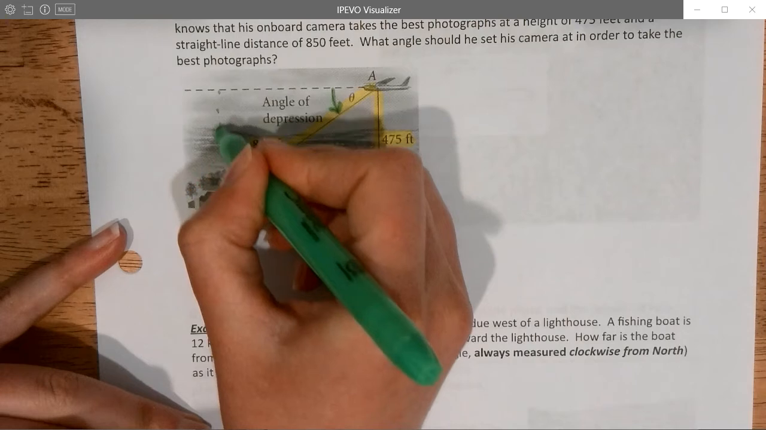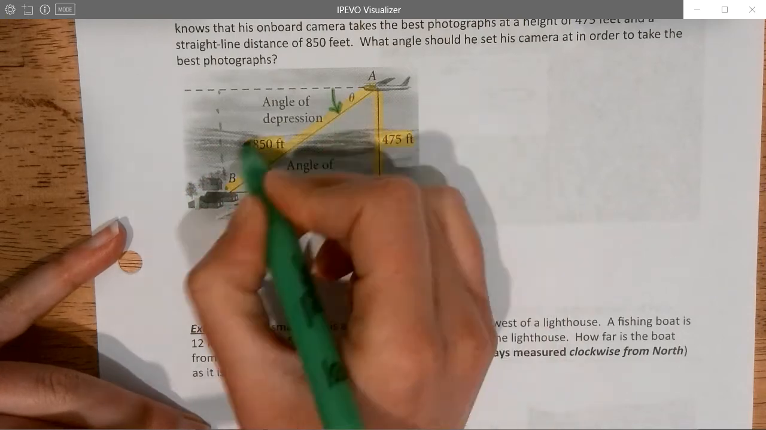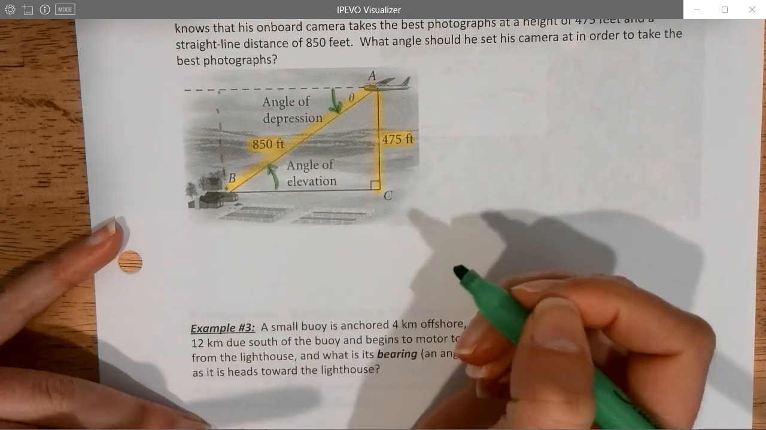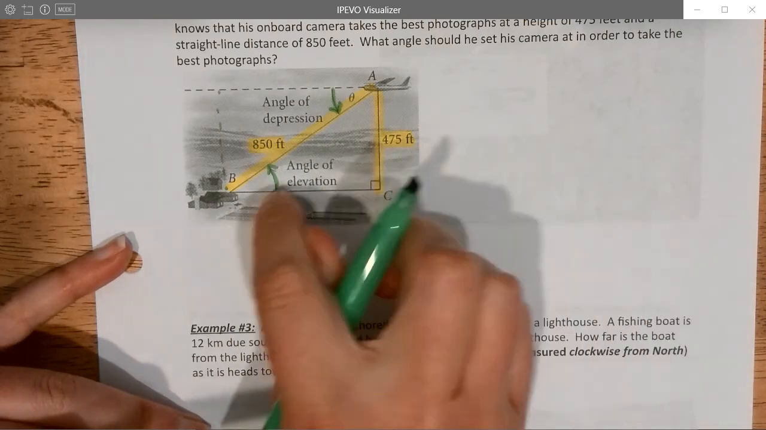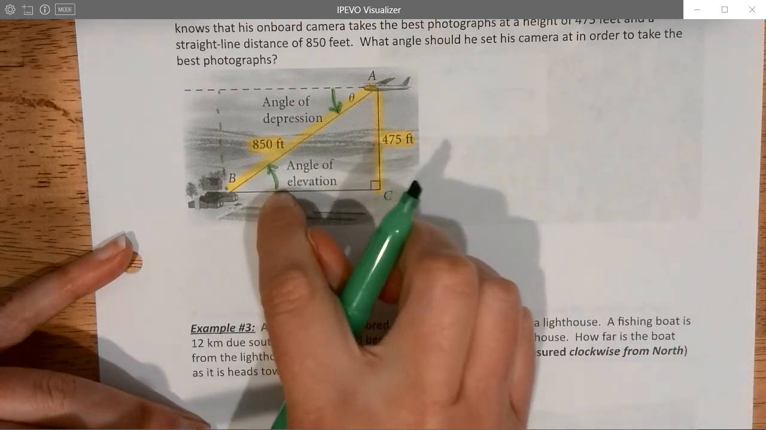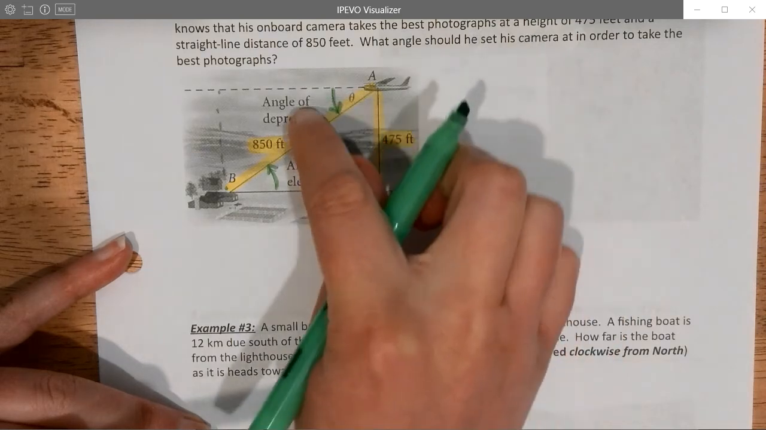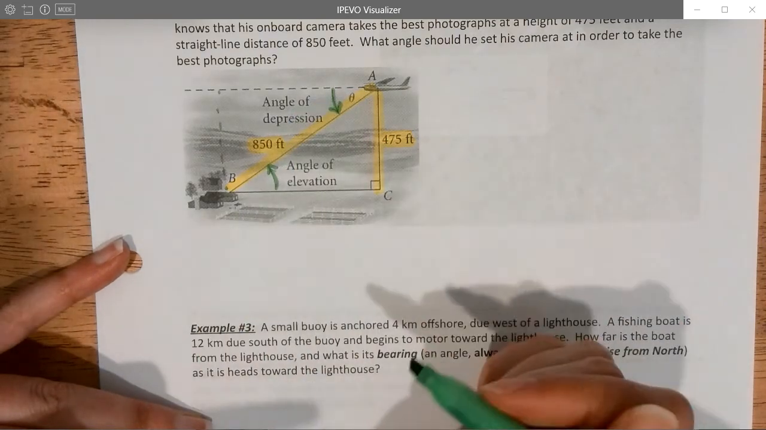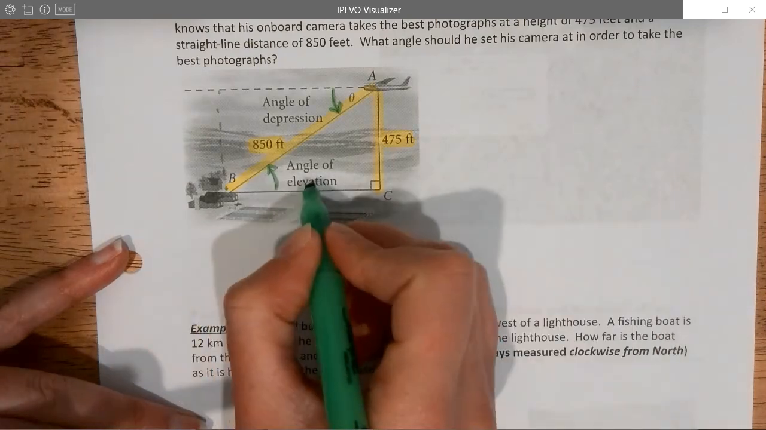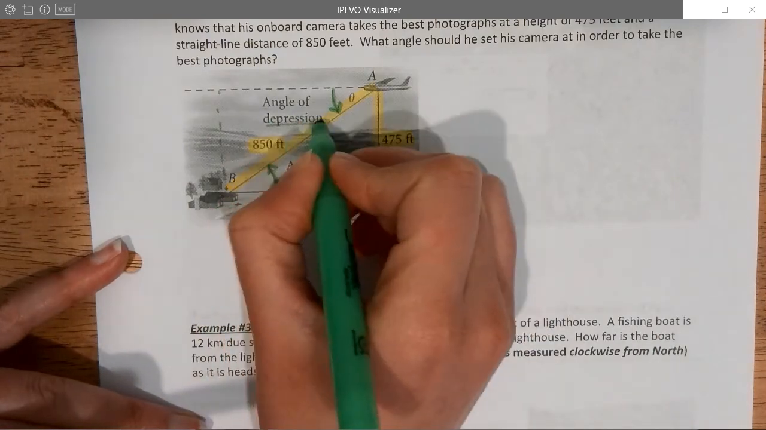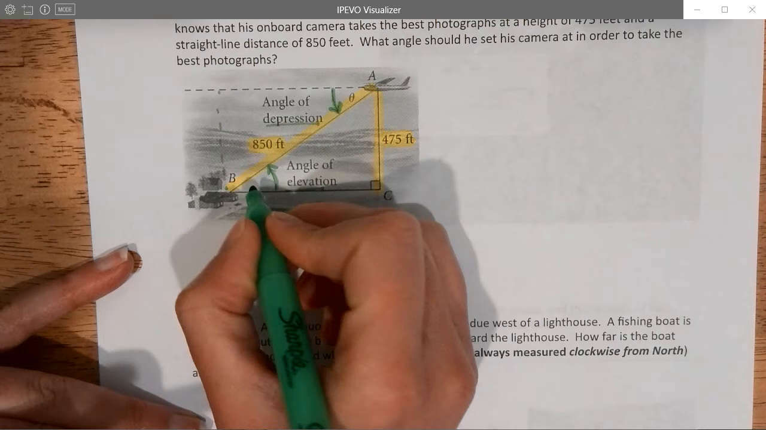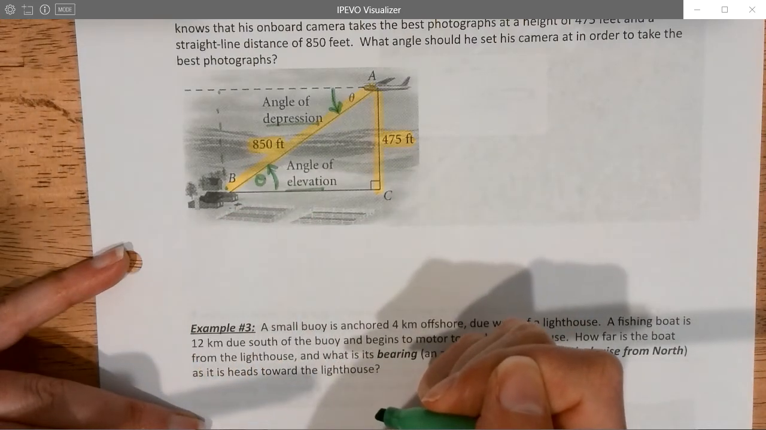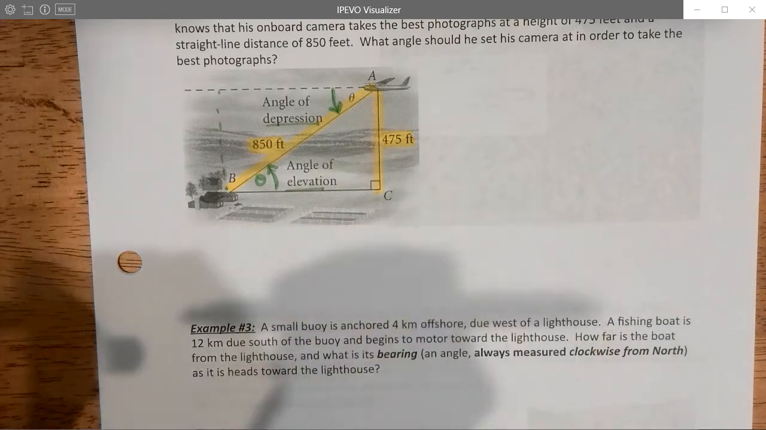However, there's a similar triangle right here. Because these two triangles are similar, the angle of depression and the angle of elevation will be equal. So this is in the triangle. If I find this angle, I will know this angle. So I'm going to find first the angle of elevation, and that will tell me the angle of depression. They are going to be equal to each other. This is also theta. Excellent. All right, so I can find that.